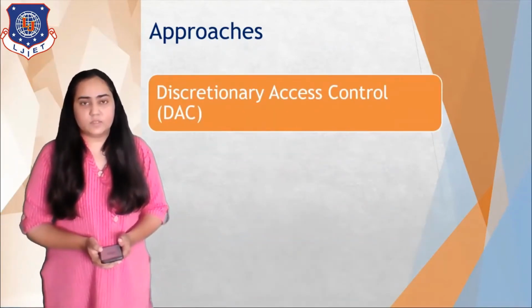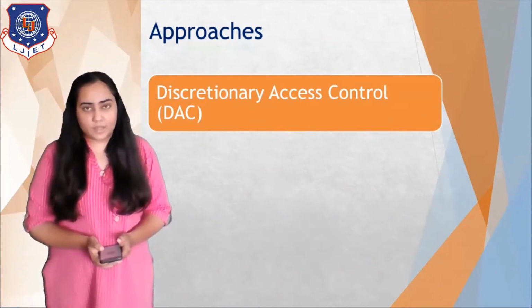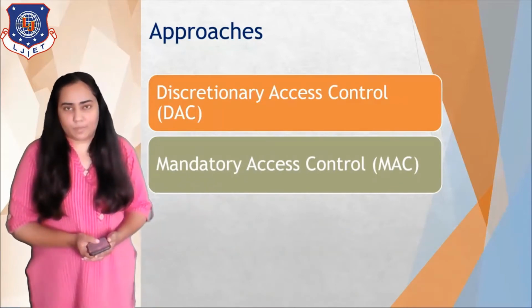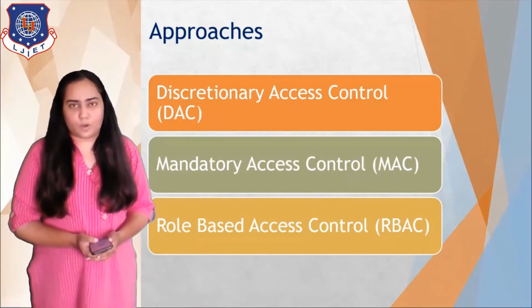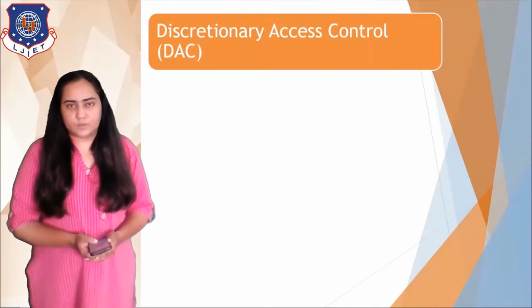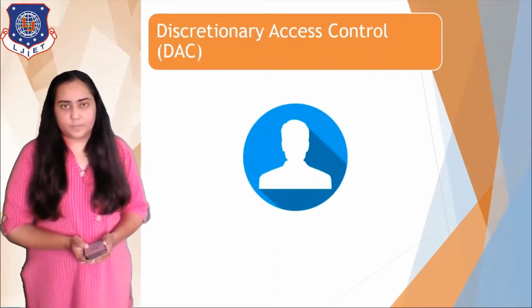Modern databases use the following approaches to make databases more secure. The first of these approaches is called Discretionary Access Control, or DAC. The second approach is called Mandatory Access Control, or MAC. And the third approach is called Role-Based Access Control, or RBAC. Let's take a look at Discretionary Access Control first, which is the most commonly used security approach in modern databases.